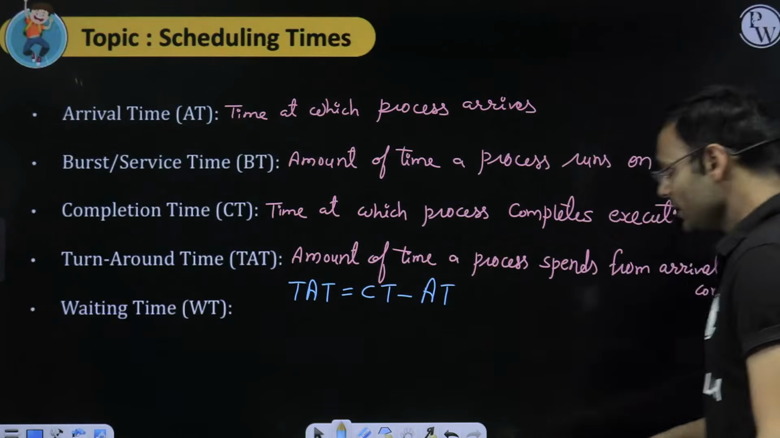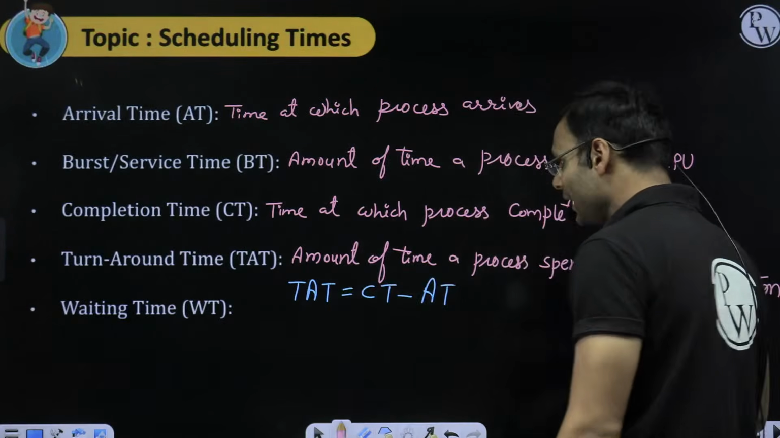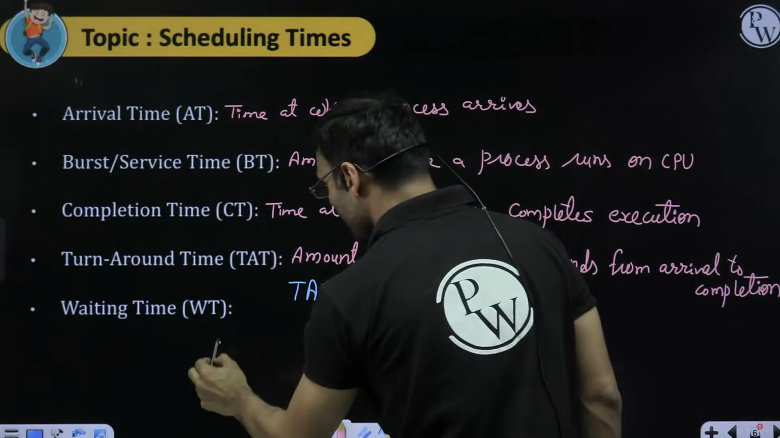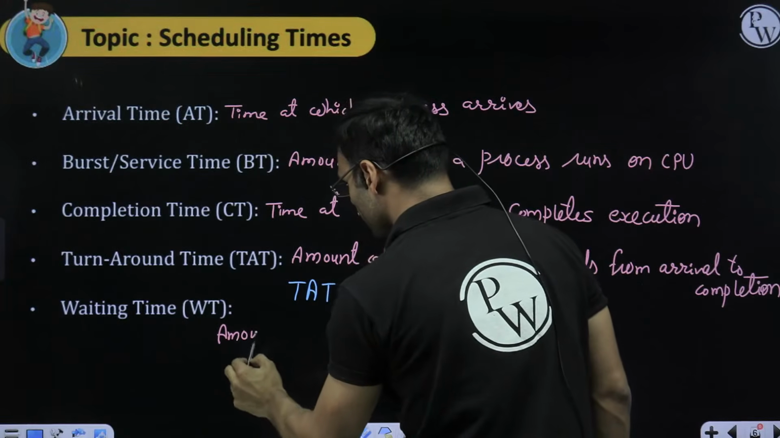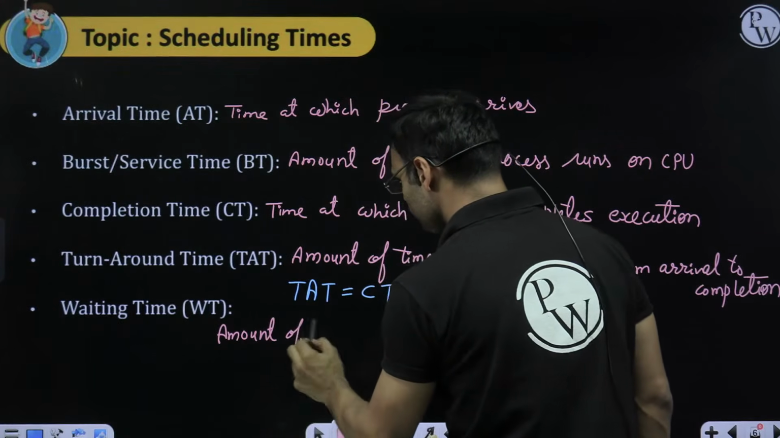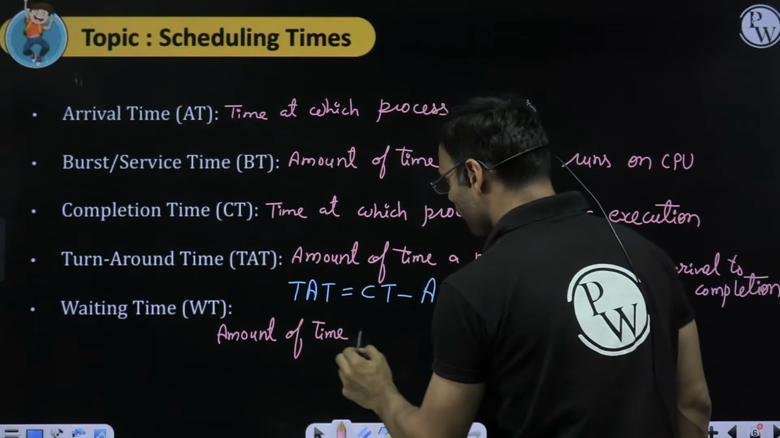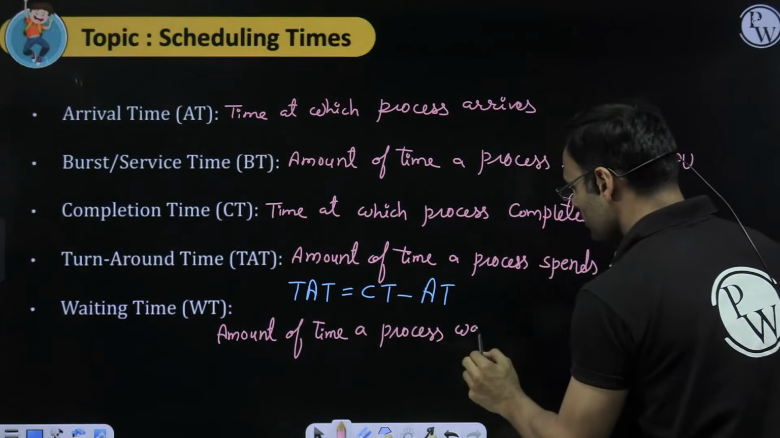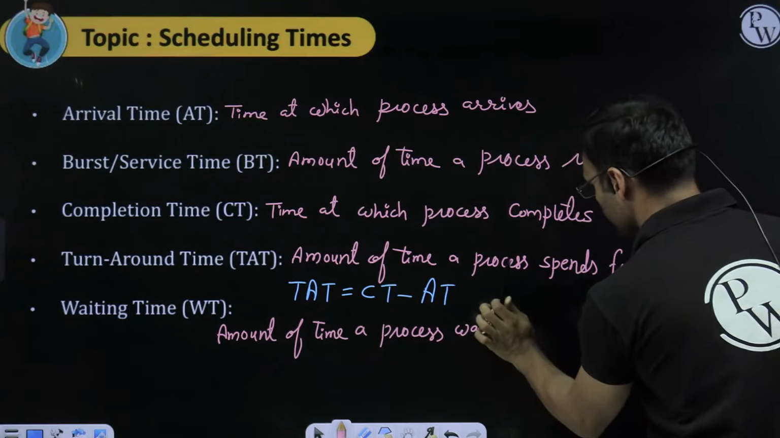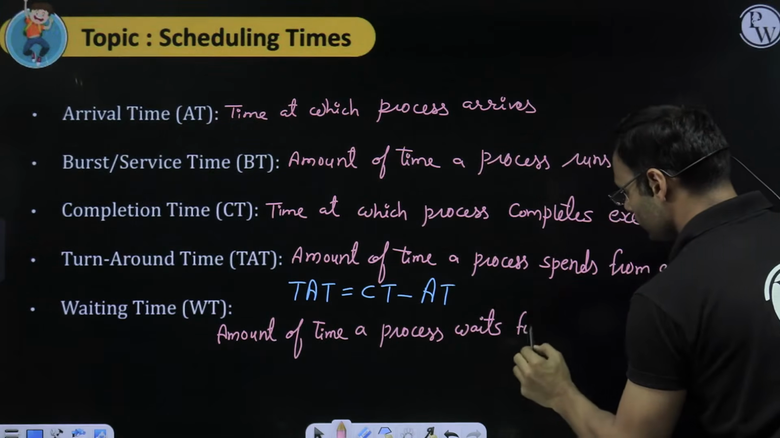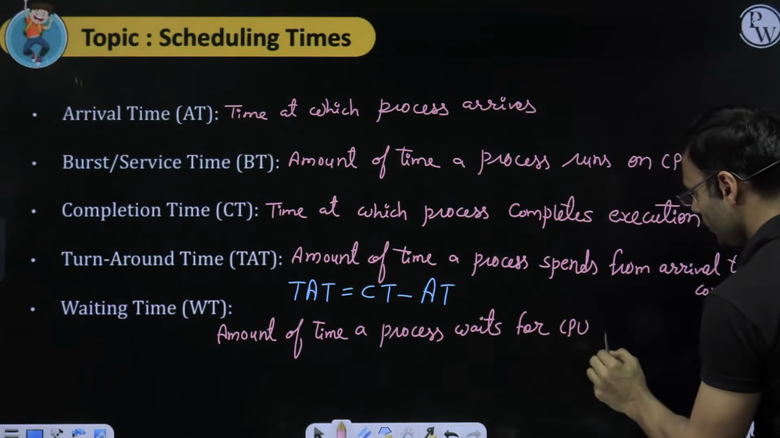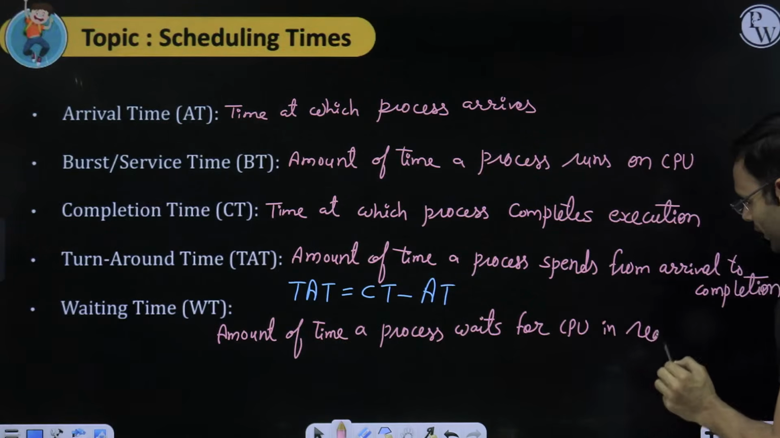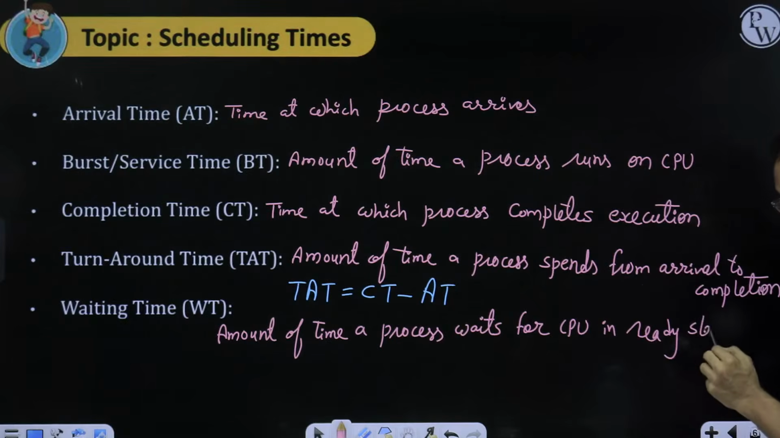So I am writing here the formula, but before that, the definition. Waiting time is again an amount of time a process waits for the CPU in the ready state. That is its waiting time.